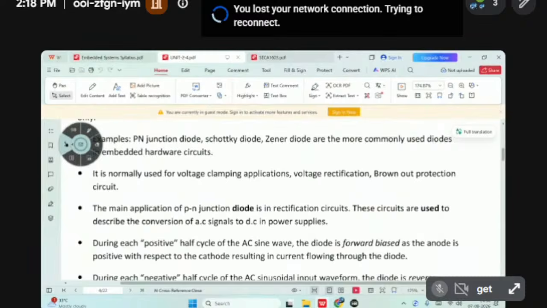Generally we have an oscillated signal, right? Electronic signal, sorry, it will be an analog signal. To convert an analog signal to a digital signal, generally we can use the diode. So this is one type of application of the diode. The main application of the PN junction diode is in rectification circuits. These circuits are used for the conversion of the AC signal to the DC power supply, from AC to DC.